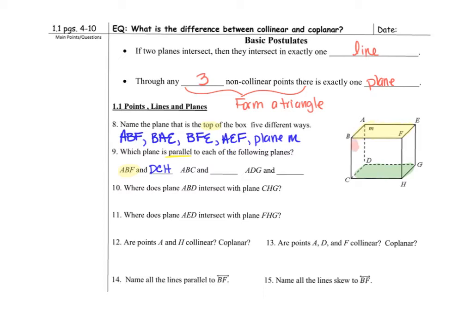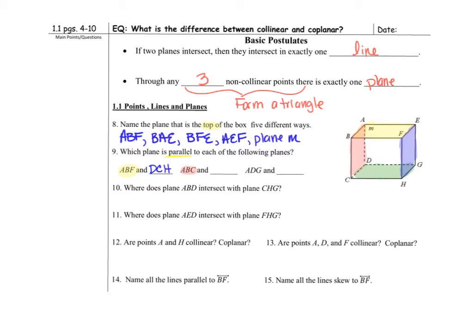So I color that. It helps me see sometimes when I color code things. I recommend you do the same. So now I'm in a sense looking at the left side of the box. That would mean that the right side of the box would be parallel. So that would be this side.